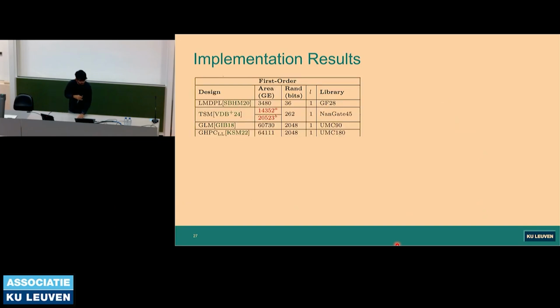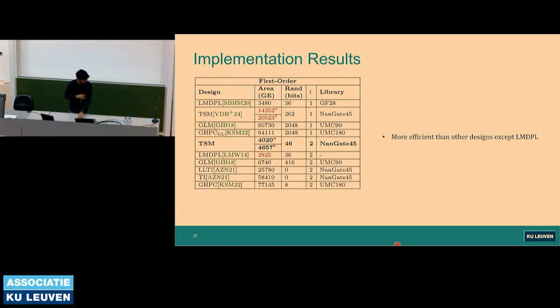So these are the implementation results, and this is not this paper, this is the previous paper, and just to make a comparison, I included those 2. So TSM, you have it in the middle, which is 14,000 and 20,000 depending on compiler option, and 262 bits.